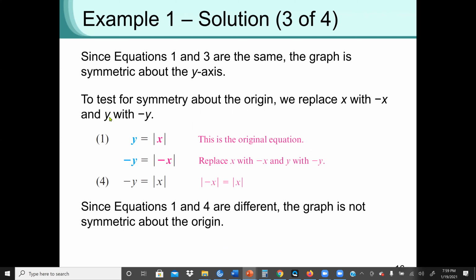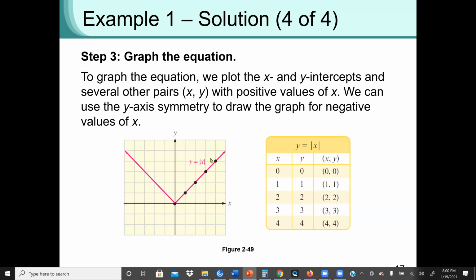So now we are going to test the third one. We tested the x-axis and the y-axis. Now we are testing for the origin. For the origin, we have to make everything negative: x with negative x, y with negative y. So if I have y equals the absolute value of x, negative y equals the absolute value of negative x, we get negative y equals x. So it's not the same. This means the graph is not symmetric about the origin. It's only symmetric about the y-axis, because when we replace x with negative x, the absolute value gives us the same x. So we can see we have our symmetry across the y-axis.